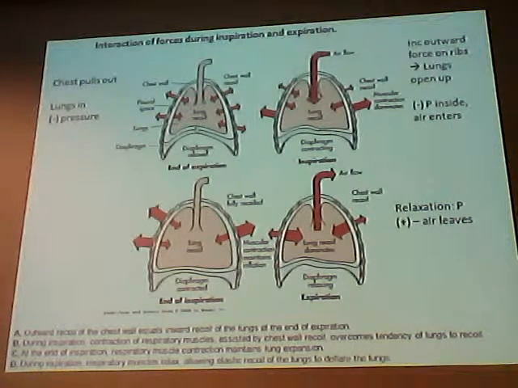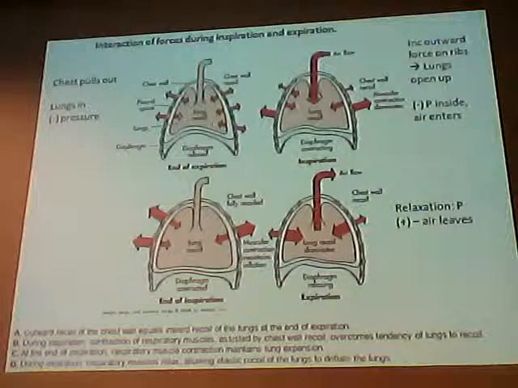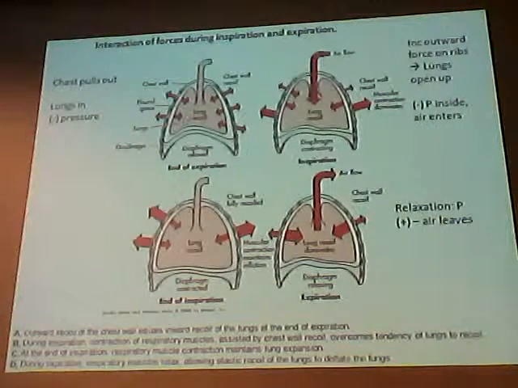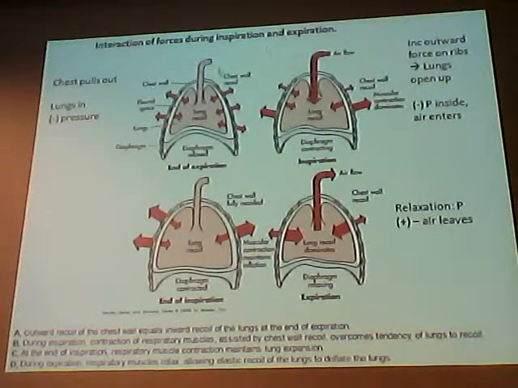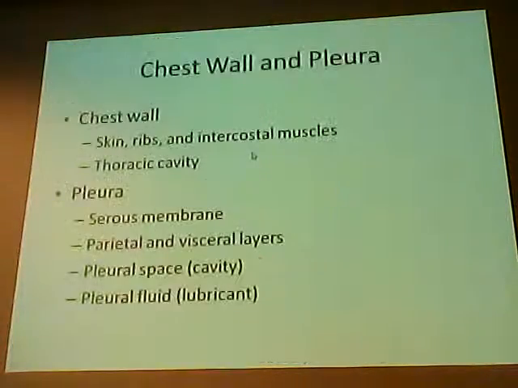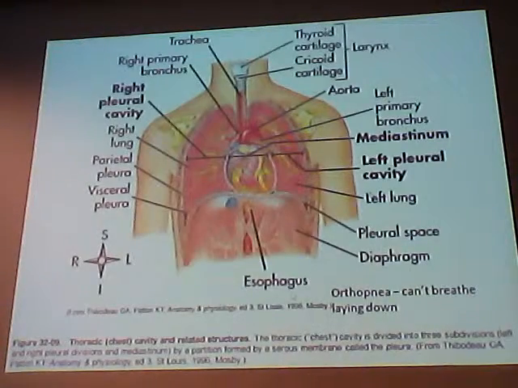And then when you have expiration, it'll just relax, so the chest cavity starts to come back in, and you've got this built-up pressure that will expand outward again. So again, you've got a chest wall with all of these different components, the pleura, serous membrane, and different layers that all do different things.